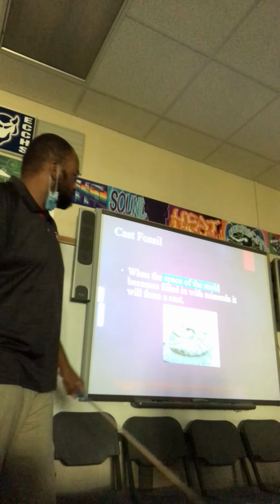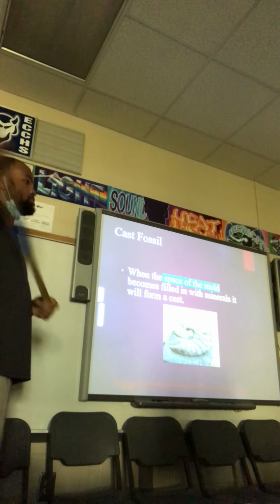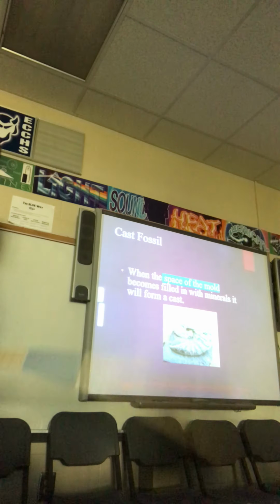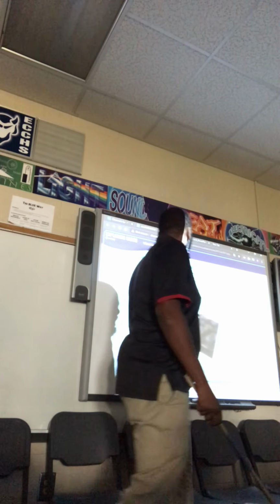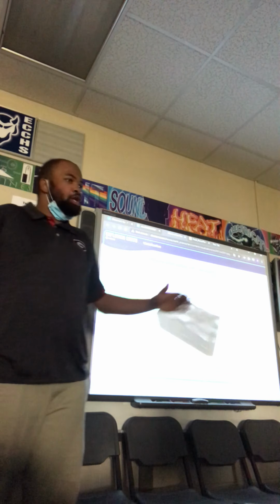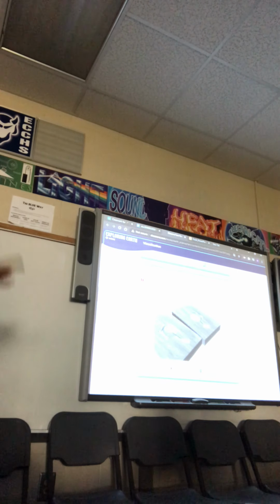A cast fossil is when something fills in the space of a mold. Now, it includes bones. So it's kind of like the cast that goes on your broken bone. It includes some bone, kind of. Essentially, there's just so much dirt that piles up around it. Then you bust it out.